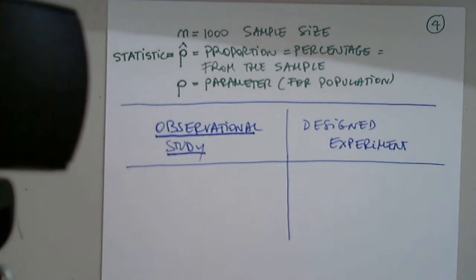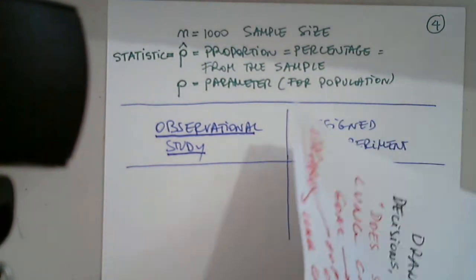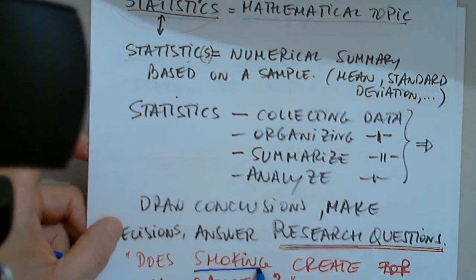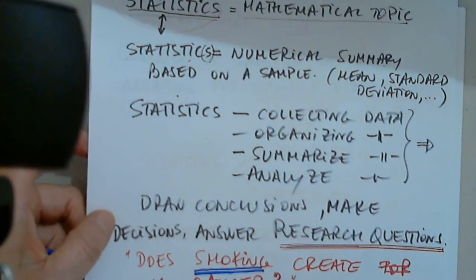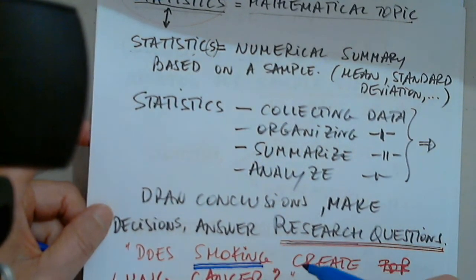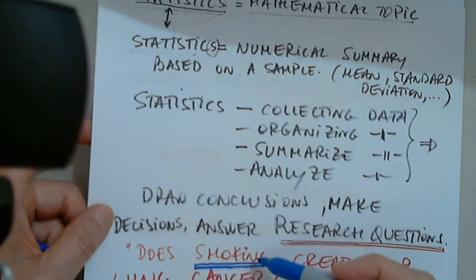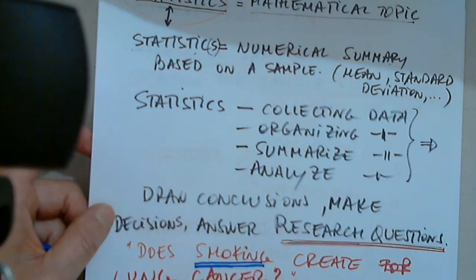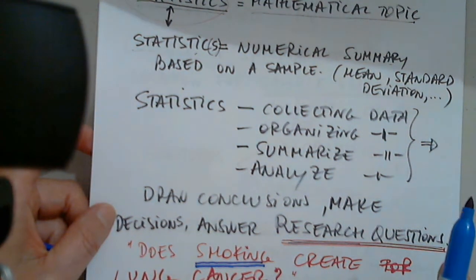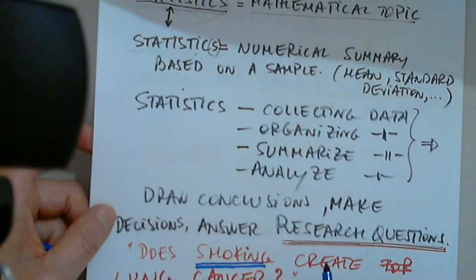I'm going back to that. So I do not perform any intervention. I do not tell them what to do. I would not tell them how many cigarettes to smoke per day, so I can study my response variable. So this is the explanatory and this is the response. I do not interfere. I just watch.